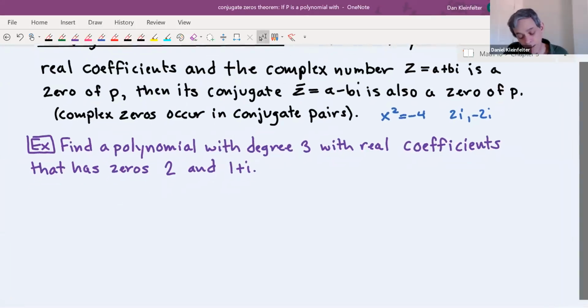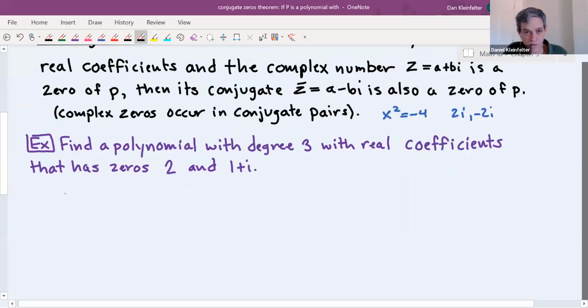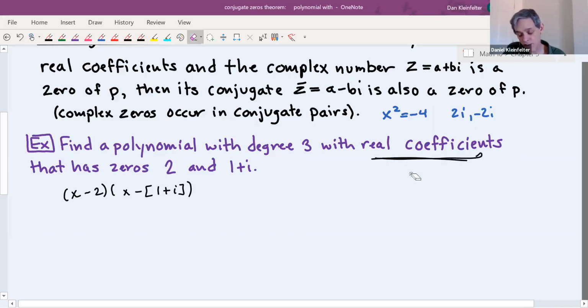So if it's going to have a 0 of 2, then that means that x minus 2 will have to be a factor, using the factor theorem. If 1 plus i is going to be a 0, then it's going to have a factor of x minus (1 plus i). Again, using the factor theorem. The thing is now, if we stop right here and just multiply this thing out, then our expression is going to end up having i's in it, and it won't have real coefficients.